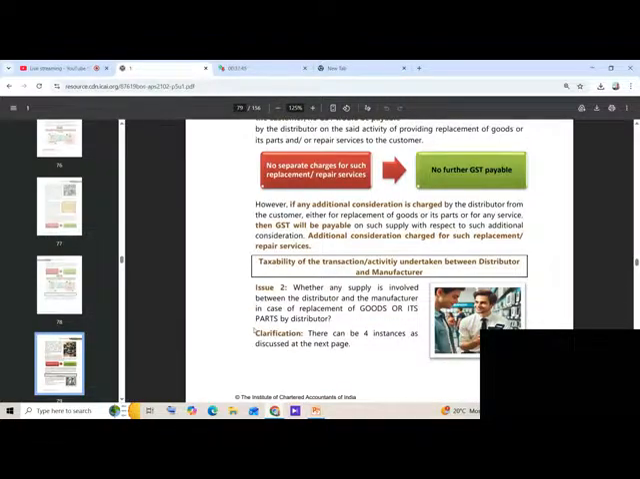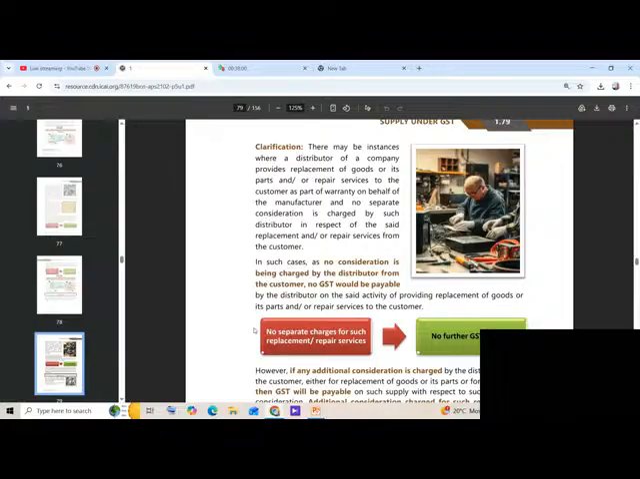However, if any additional consideration is charged by the distributor from the customer, either for replacement of goods or its parts or for any service, then GST will be payable on such supply with respect to such additional consideration. Additional consideration charged for such replacement or repair services.